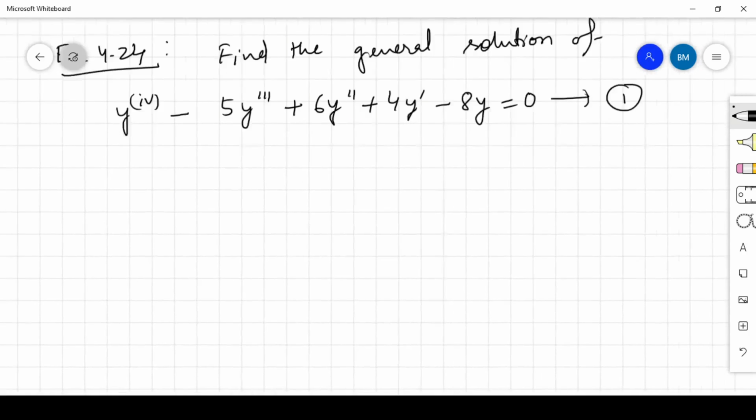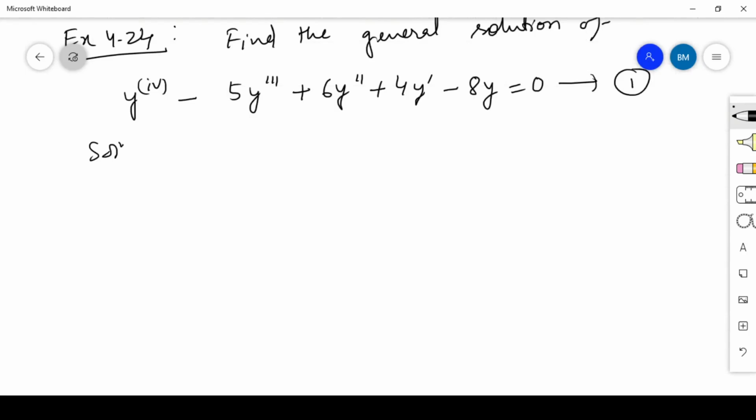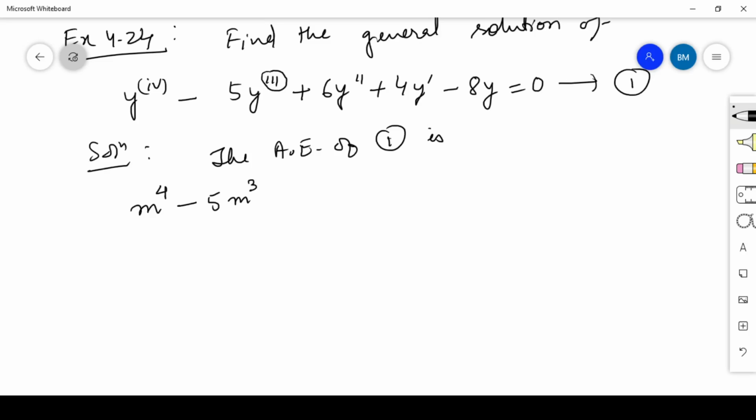So immediately I shall write the auxiliary equation. The auxiliary equation of 1 is, how will you write? Just replace y by m, and here the order of differentiation of y with respect to x is 4, so I will put power 4, minus whatever is the coefficient. Then replace y by m, where the order of differentiation is 3, so I will put power 3. Just like that, 6m square plus 4m minus 8 equal to 0.